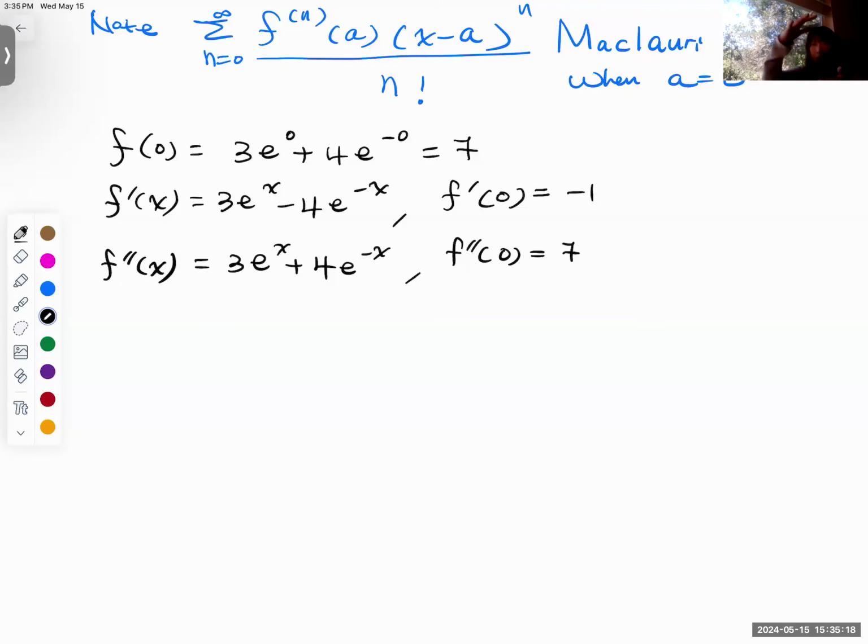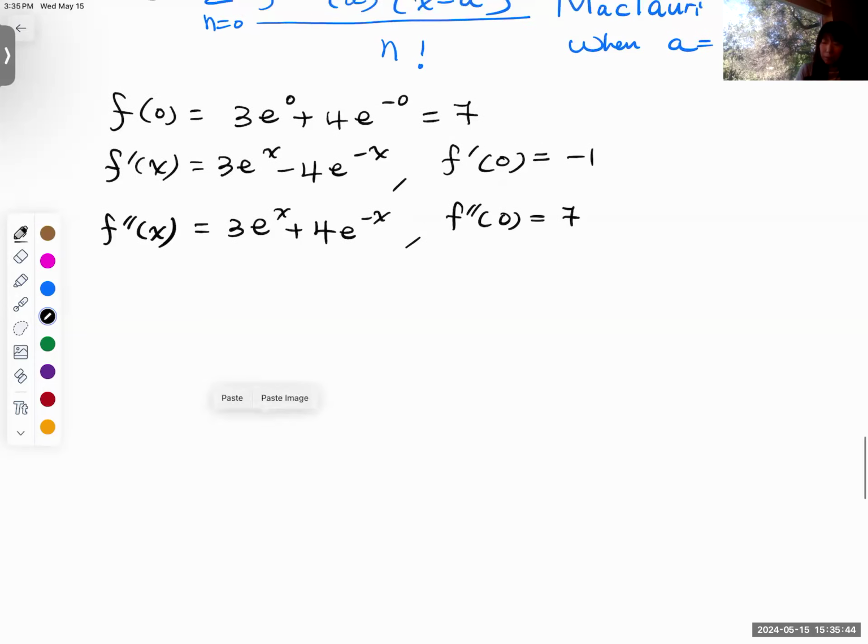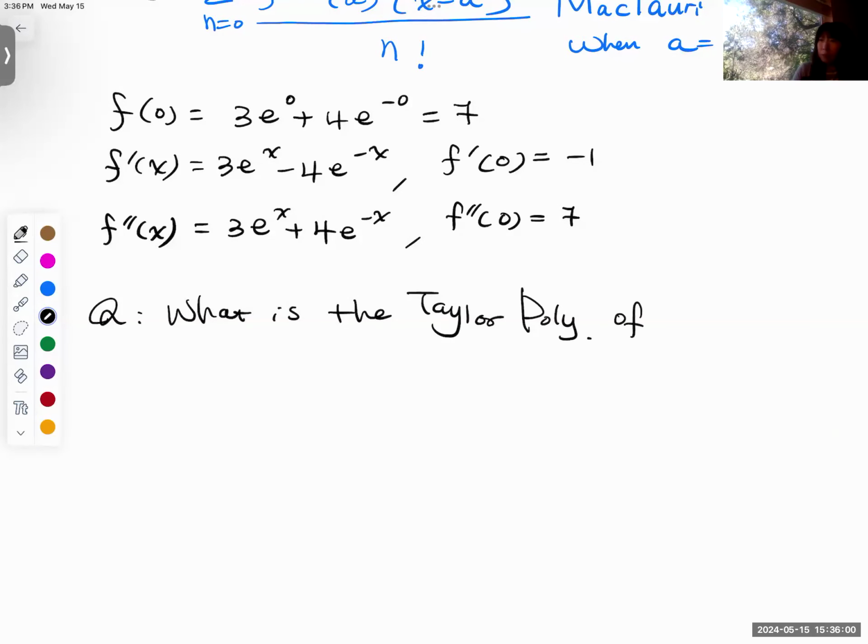So we finished the first 3. Now, they say that using this information, modeling after the example in the text, what is the Taylor polynomial of degree 1?